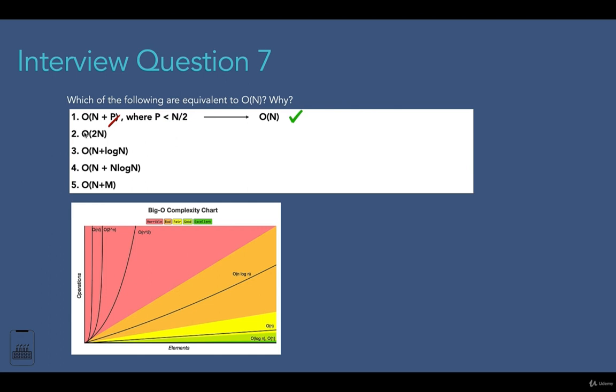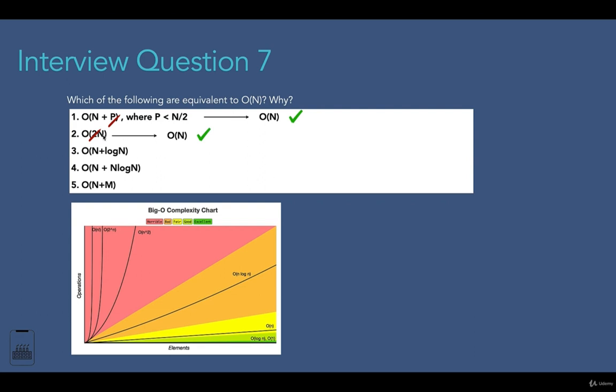Now we are continuing to the second one. So in the second one we see that we have a constant and n. And this means that according to the rules we can eliminate constants. So in this case we are going to eliminate 2. So it becomes O(n) time complexity. So this is also O(n) time complexity, which is equivalent to O(n).